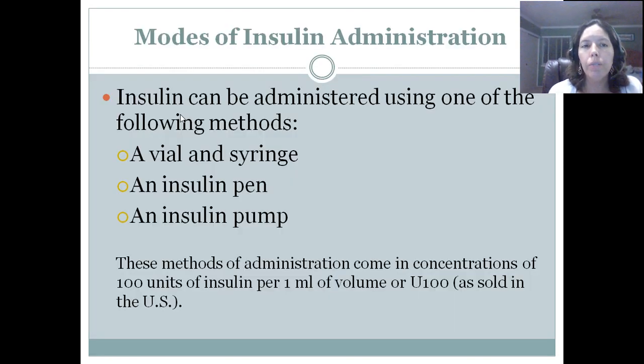So as nurses, we must be aware of the modes of insulin administration. Insulin can be administered using one of the following methods: a vial and a syringe, an insulin pen, or an insulin pump. In the United States, these methods of administration only come in concentrations of 100 units of insulin per 1 milliliter of volume, or you may see it written as U100.